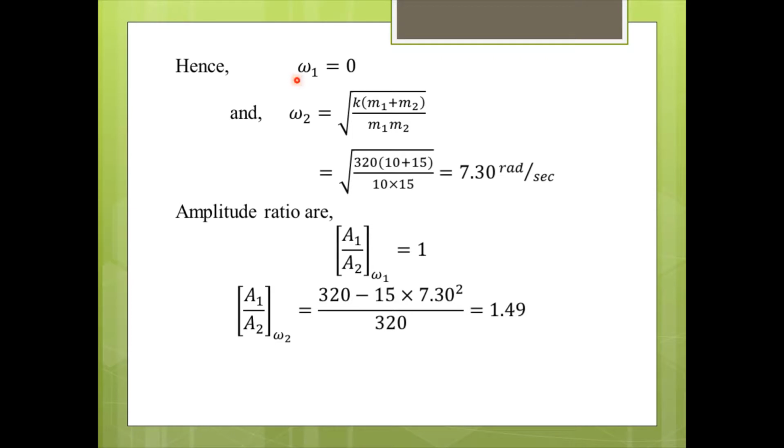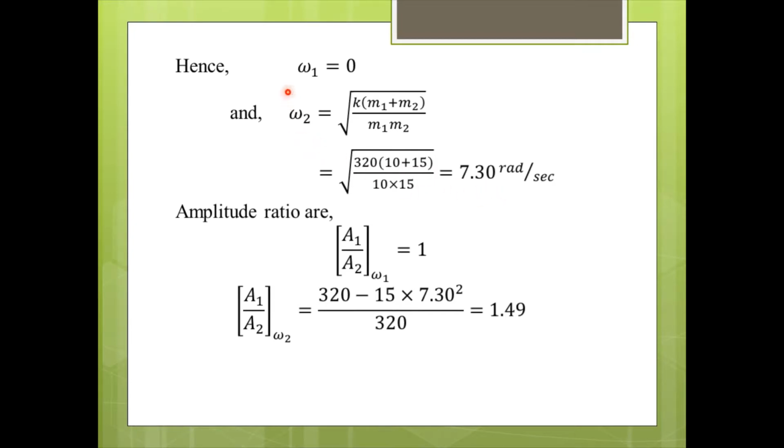Now using the last two equations, we can find that the natural frequency omega 1 is equal to 0 and omega 2 is the square root of k into m1 plus m2 divided by m1 into m2. Now putting the values of k, m1 and m2, we can calculate the value of omega 2 to be equal to 7.30 radian per second.